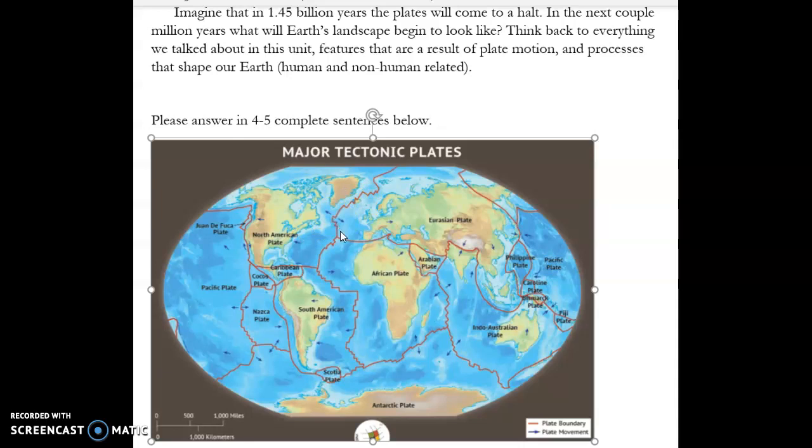I don't know if anyone remembers what feature we have at divergent plate boundaries. This will be on your test next week, so I will be posting a test on Google Forms next week. So take a minute, see if you can remember what geological feature we have in the middle of oceans on a divergent plate boundary.